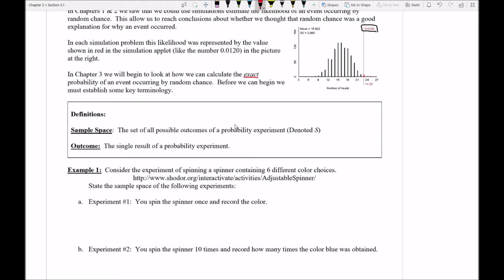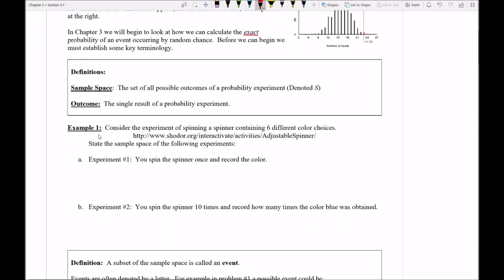If I was thinking about flipping a coin, the only things that could ever happen when I flip it are that I get heads or I get tails. So my sample space would simply be heads or tails. Now, if I change the experiment, I can maybe have a sample space with more items or even fewer items. An outcome is just one single result of a probability experiment, like flipping a coin.